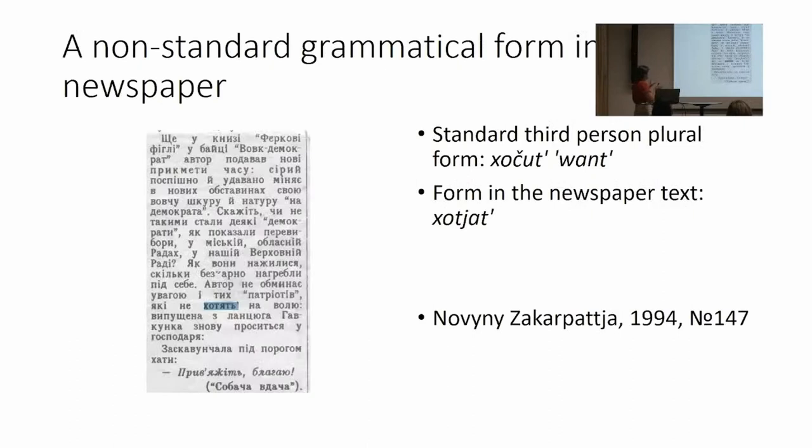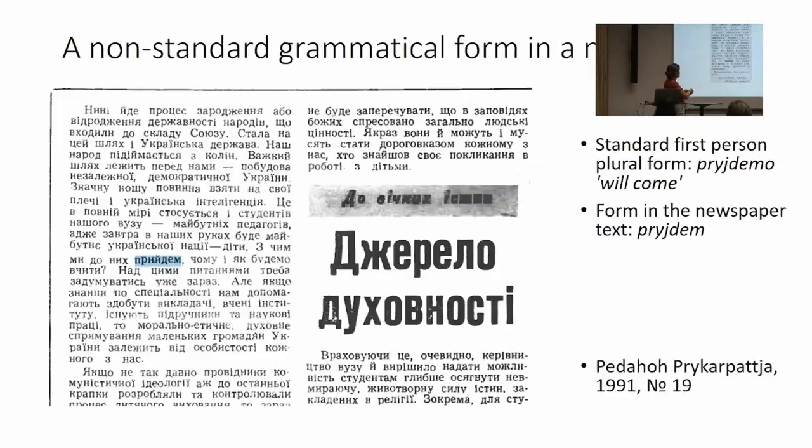And here I want to show you the text of a newspaper. It's one of the texts that I added to our corpus, and to prove that in fact, in this text, we can find in many cases non-standard forms. In this presentation, I'll show you newspapers because newspaper texts are the most standardized. In other texts, we have even more variants. Here in these newspapers, you can see the verb хотіти, to want. Standard third-person plural form is хочуть, but here in these texts we have хотять. One more example, it's a verb as well. First-person plural form, it should be прийдемо, but here we have прийдем.